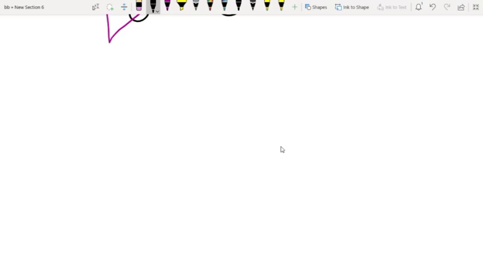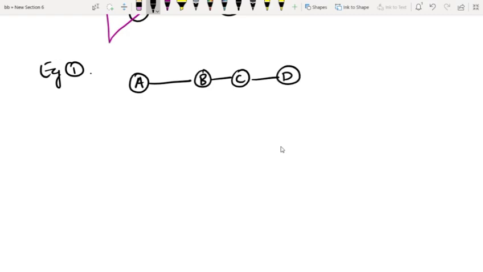So first of all, let me take example 1 to be very simple. Very simple graph. It's going to be a straight graph, which has 4 vertices attached like this. Now in this graph, let me assume some weights. Let me assume that these are 2, 1 and 3. So these are the distances or weights between the corresponding nodes.